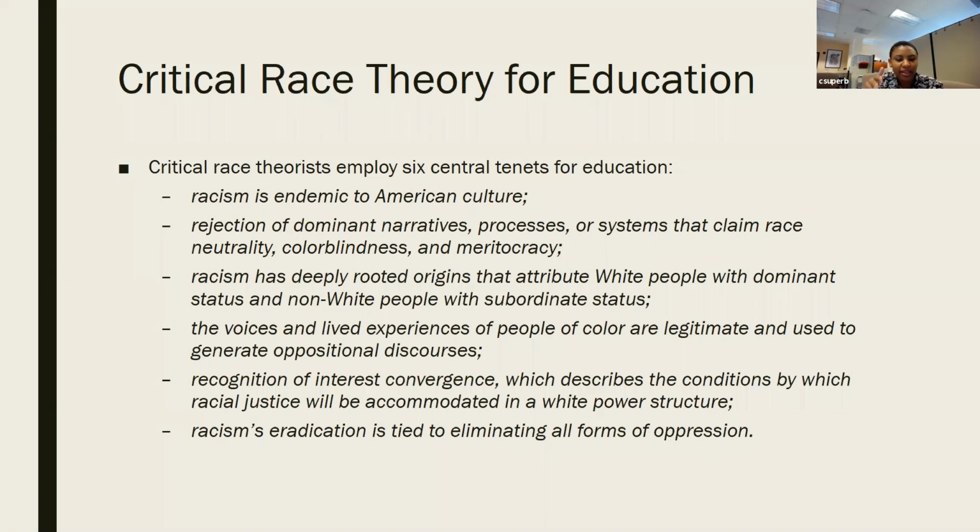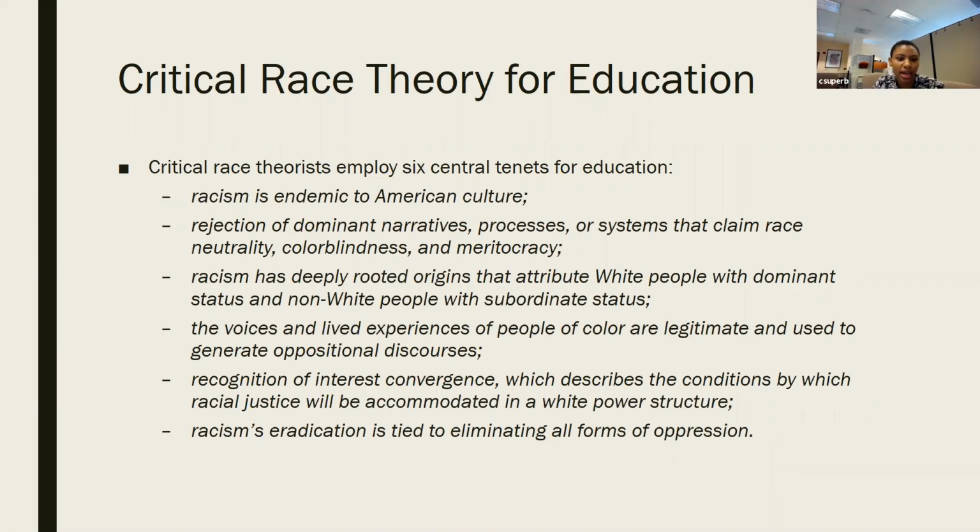So we know that. Then on top of that, we need to reject the dominant narratives, processes, or systems that claim race neutrality, color blindness, and meritocracy. And the reason we need to reject them is because if racism is endemic to America, then that means these dominant narratives are not beneficial for people of a different race than white because of the social hierarchy. The next thing is that racism is deeply rooted in origins that attribute white people with dominant status, non-white people with subordinate status. This is white supremacy, right?